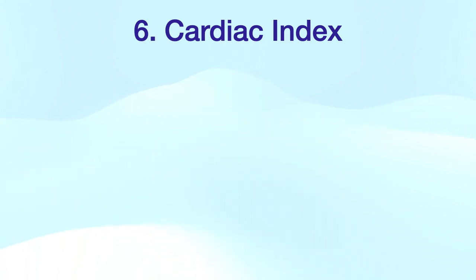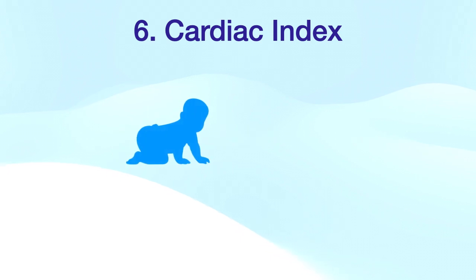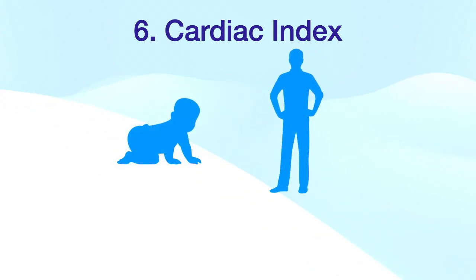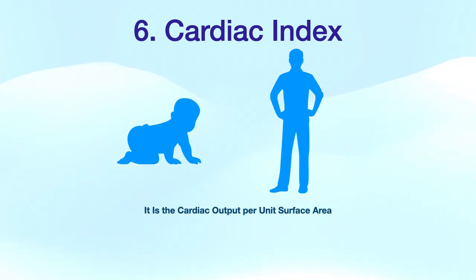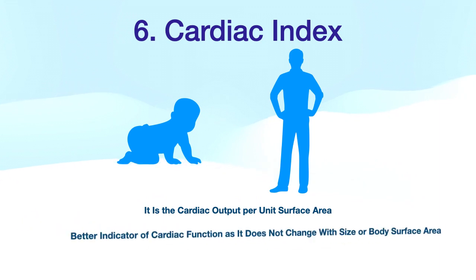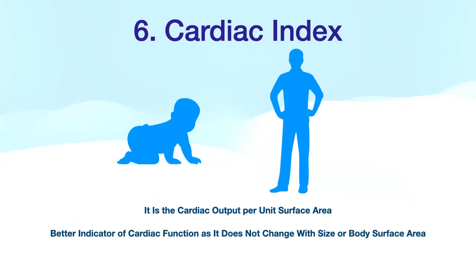Two bonus terminologies for you related to the earlier discussed terminologies. If you look at a small child or compare that with an adult, we get that the cardiac output is different depending upon the size, the height or the weight of the individual. So we have cardiac output expressed per unit surface area, that is the body surface area, called cardiac index. It is considered a better indicator of cardiac function as it is specific, it does not change with the size or body surface area.